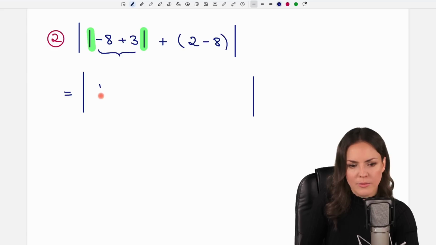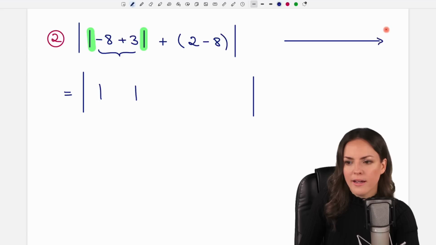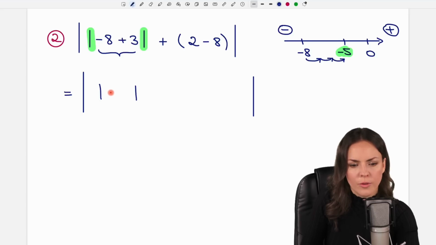So I write down the absolute value bars and we take care of this and calculate negative 8 plus 3 first. If you don't know how to do it anymore, you can always go to a number line. We have the positive area here to the right and the negative area here to the left. We start at negative 8, so we have our 0 here. We are in the negative part of the number line. And we want to add 3, so we walk 3 steps to the right to the positive area, and this brings us to negative 5 then. So the negative 5 is our result from this calculation here inside of our absolute value.